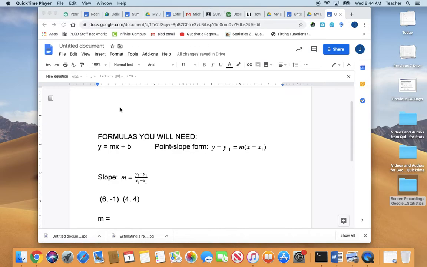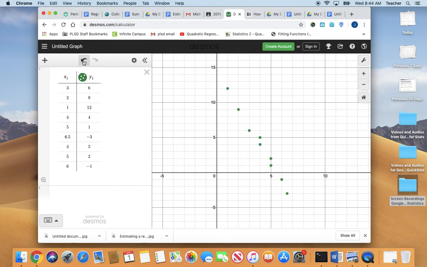I'm going to show you how to estimate a regression line by hand. So what I'm going to do is put my data into Desmos here, and I have a nice scatter plot of this data. You can do this on a sheet of paper too, but you have to have your data plotted really well on a nice sheet of graph paper, and you could use spaghetti to help you find the line.